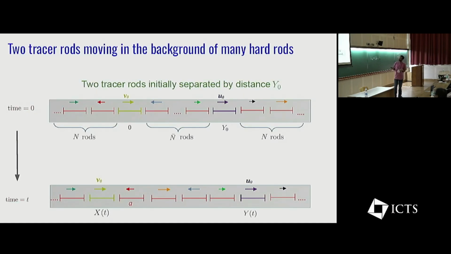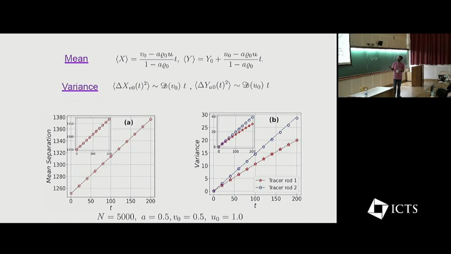For that, we consider two tracer rods. One has velocity V0, the other U0. Initially they are separated by some microscopic distance, let's say Y0. And then we time evolve our system. Using the microscopic approach, we can compute the mean and variance like that. And here we see that the variances for the individual tracer rods with velocity V0 and U0 are directly proportional to the diffusion constants. And we also compare it with the numerical simulation.